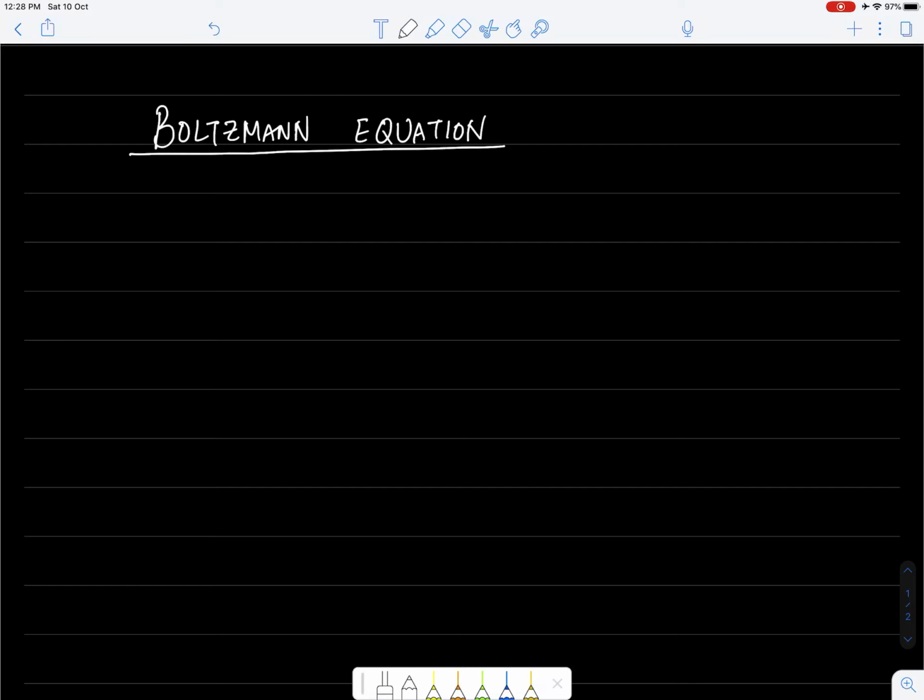It answers a basic question, which is how does the distribution function evolve. What I'll do is show you how we write the equation. I will drop the parenthesis just to keep the notation compact.